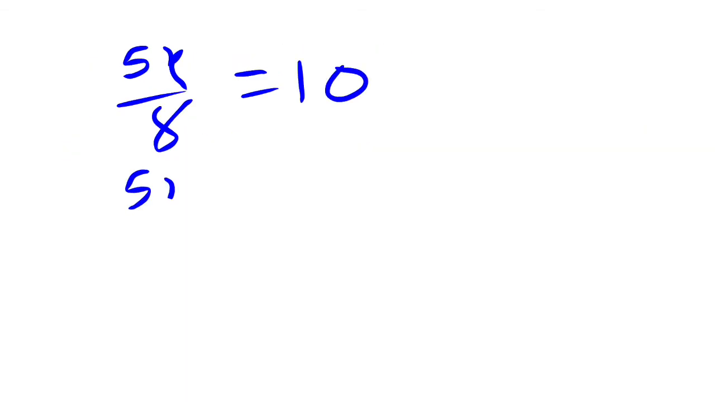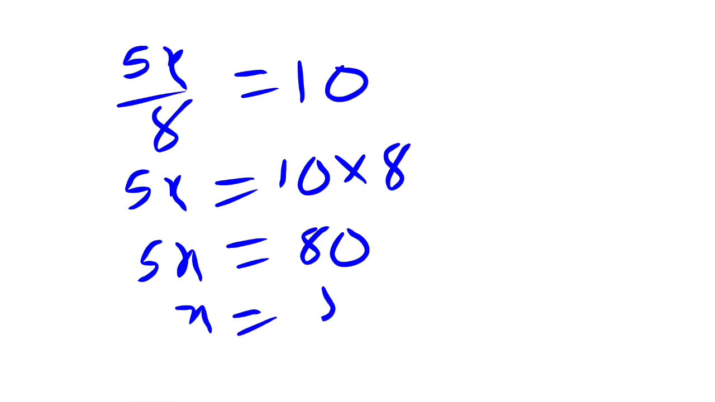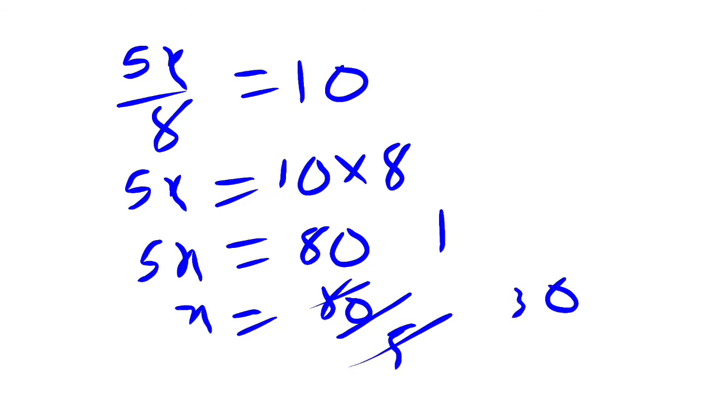So 5x equals 10 into 8, which is 80. x equals 80 divided by 5. So 5 ones are 5, remainder 3. Next digit 0, 5 6s are 30. So the required number is 16.